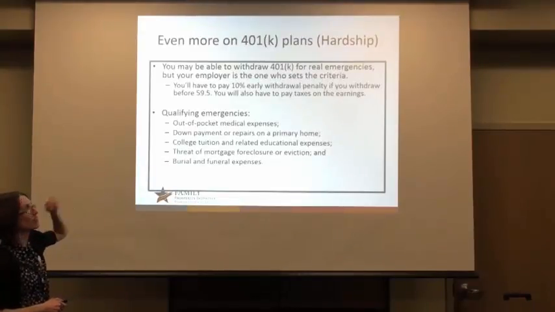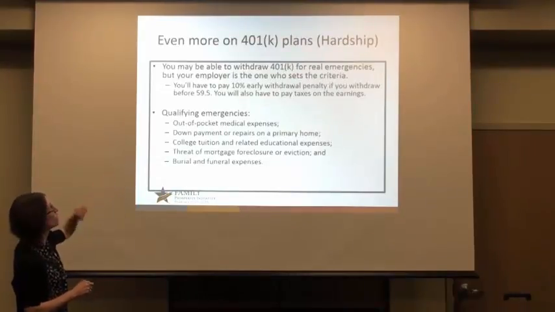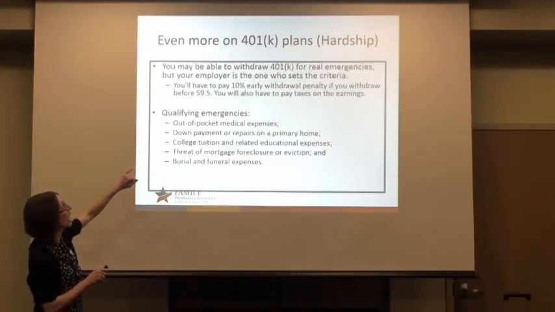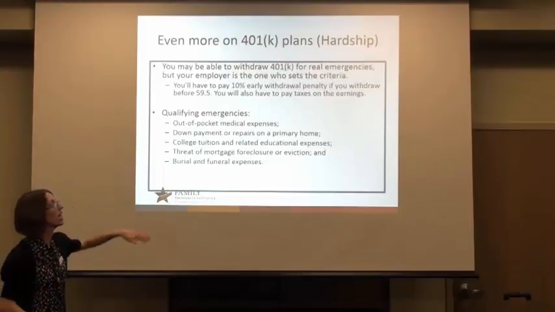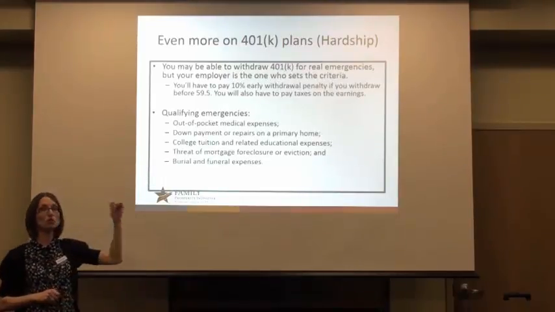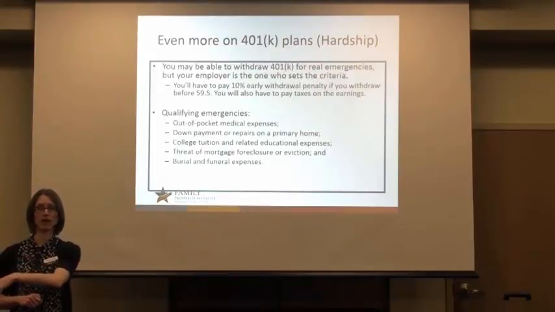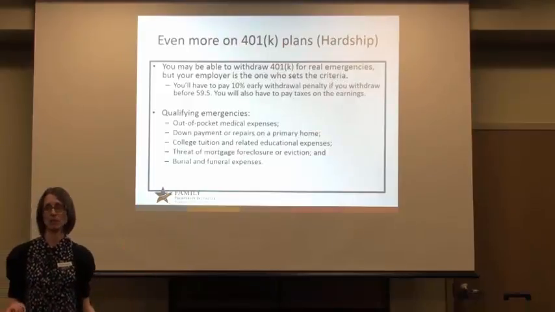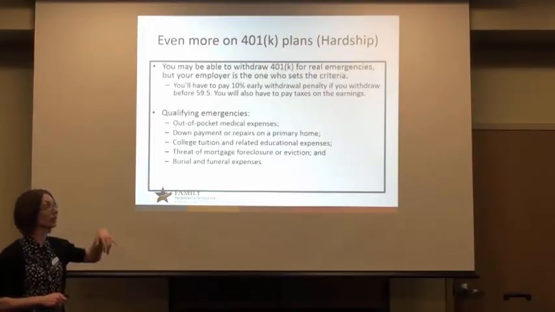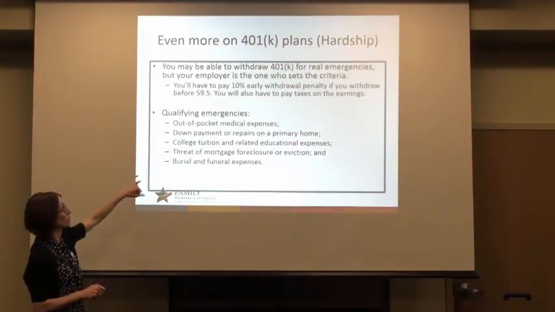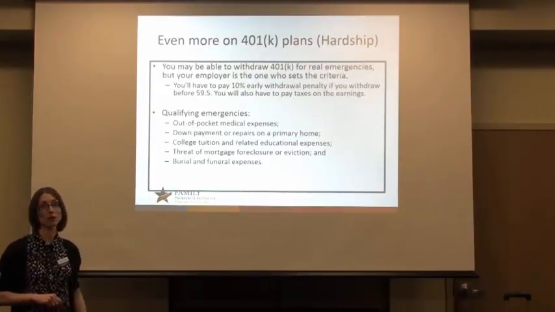So kind of back to hardships, and these would apply to all of the programs we're going to talk about. For qualifying emergencies, you can take the money out. You would still have to pay the 10% early withdrawal fee, but they're not going to ding you with all the other taxes. These qualifying emergencies are huge out-of-pocket medical expenses, family trauma, like you're in a trauma unit for 8 months or a coma or something like that, down payment or repairs on your primary residence, college tuition and related expenses, a threat of eviction if you're renting or foreclosure, and then burial and funeral.